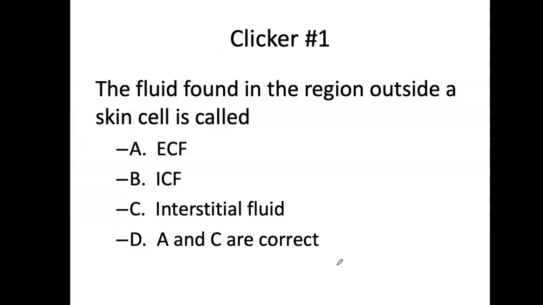Okay, I have a clicker. The fluid found in the region outside of a skin cell, any cell, skin cell I called it here, is called... and I'm actually not going to give you the answer, and instead I'm going to post it at the end of the lecture. Think about it. You can always pause, think about it, and then we'll continue on.